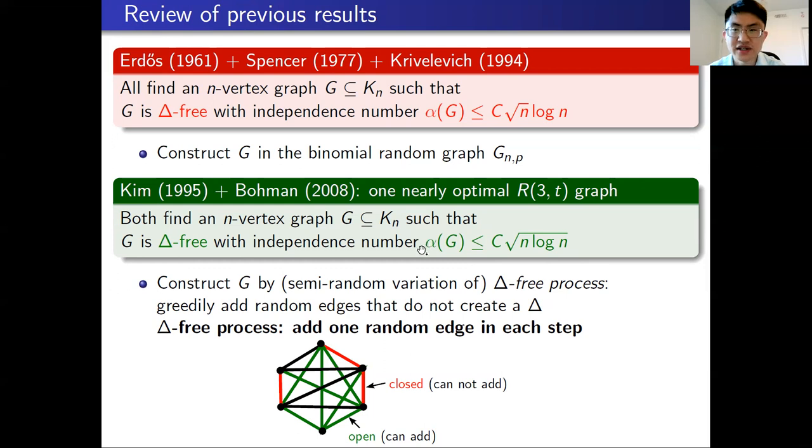Much earlier, Kim used a semi-random variation of the triangle-free process. The difference is that instead of adding just one random edge in each step, as the triangle-free process does, the semi-random variation adds a large chunk of random edges in each step. And that is the difference between Kim and Bohman's proofs.